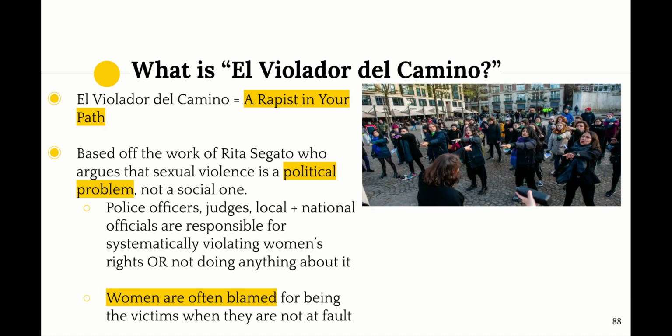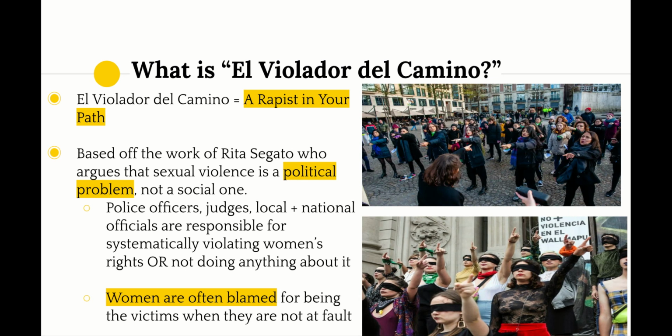So you can see here the women are pointing in the song, and I want you to think about who they might be pointing to. You can also see here that they are pointing again but they're wearing these black bandanas or blindfolds over their eyes. Think about what that might symbolize.